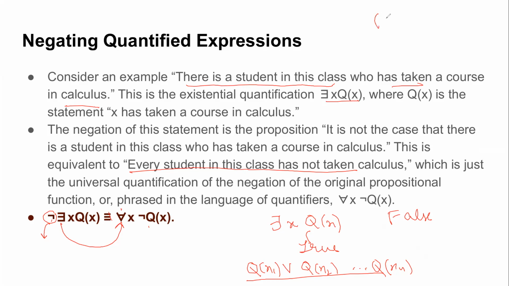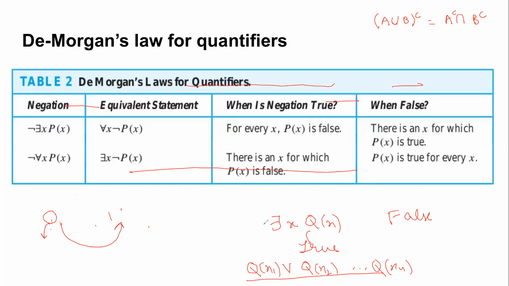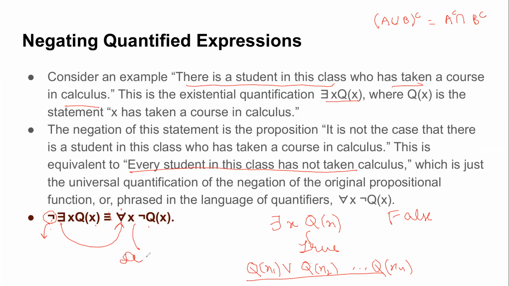Remember, if I have A union B complement, what is it equal to? You flip union to intersection and you take the complements inside, right? That's exactly what is being done here. You flip existential to universal and universal to existential, and you bring this not inside. Okay, we'll shortly see why it's actually a version of De Morgan's law. I'll keep that a question mark for now, but we'll see very easily why this is true.